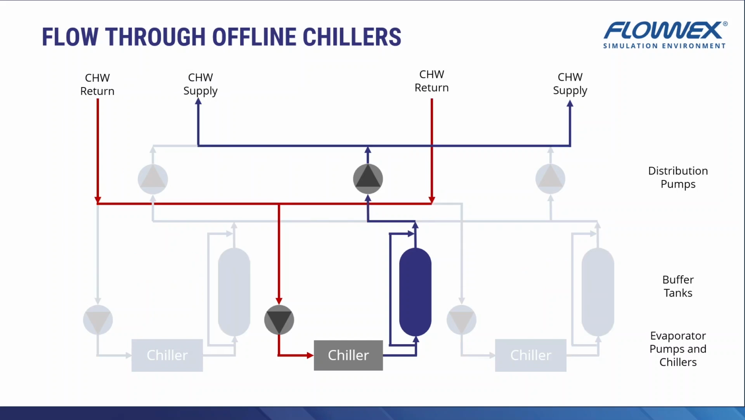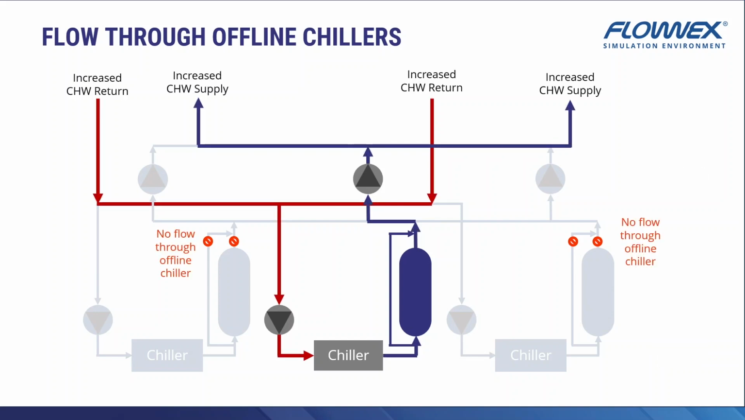Modify the sequence of operations control so that the buffer isolation valves and bypass valves are closed for all offline chillers. This will prevent any unintentional flow through them and force all the chilled water flow to pass through only the active chillers and pumps. Having solved the flow problem and rerun the load ramp simulation, we can now look at the results.